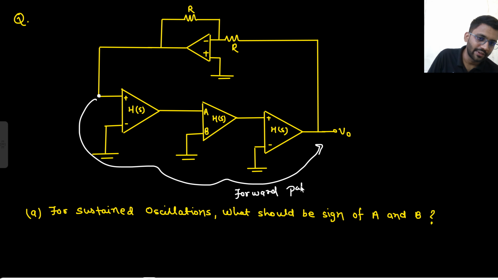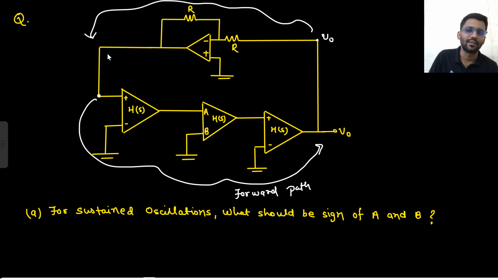And what do you think? What is the feedback path? This is your V0. V0 will be carried from here to here. This is your feedback path. How much phase shift is there? 180 degree.